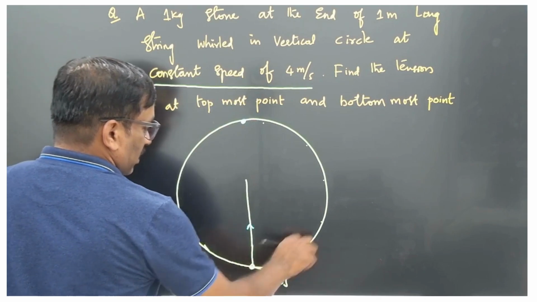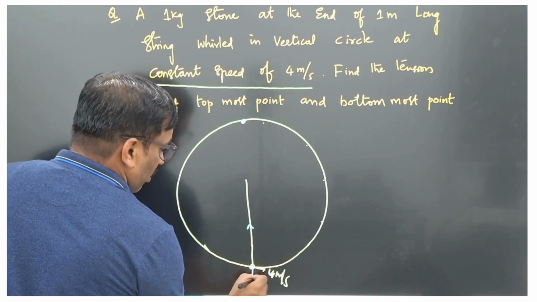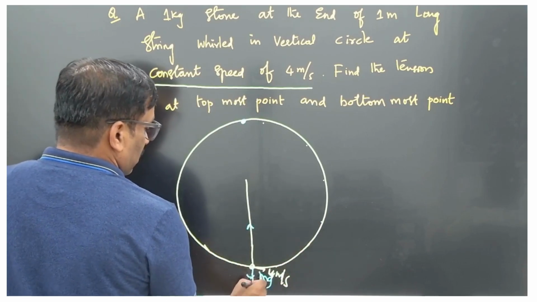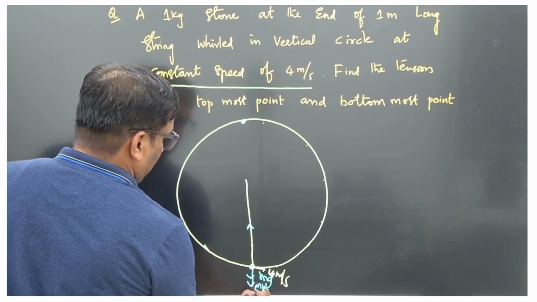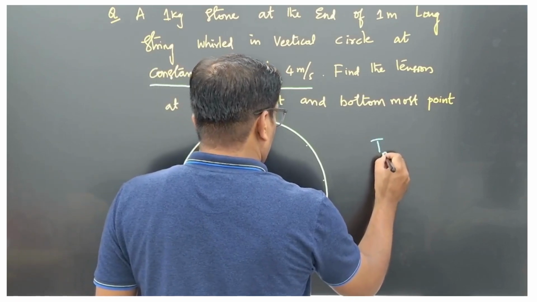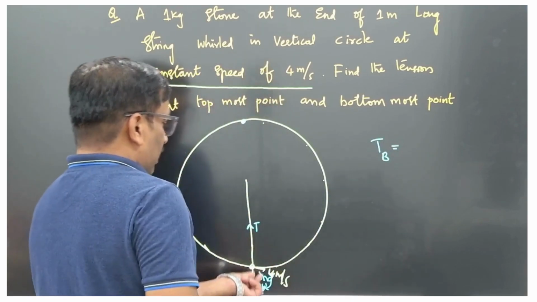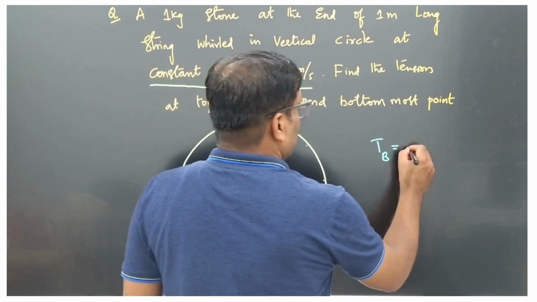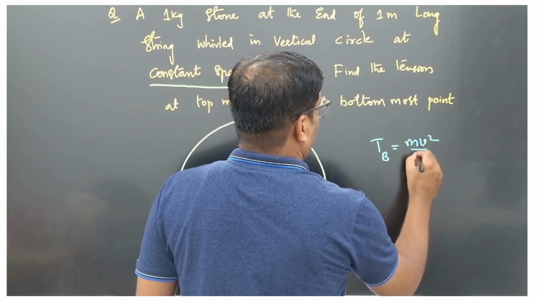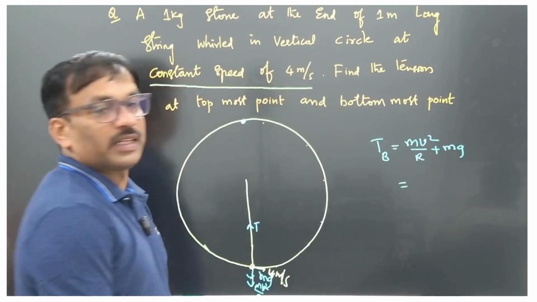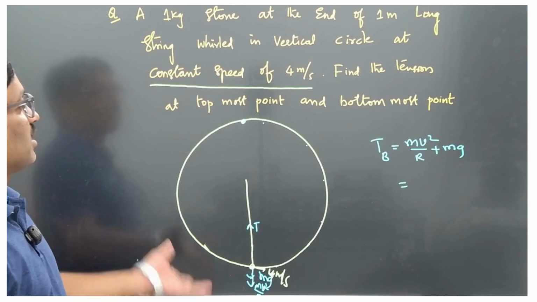So, here it is going in a circular path. So, downward force is mg and also circular path is there, so centrifugal force mv square by r. So, tension. At the bottommost point you can write mg is acting downward, mv square by r is also acting outward. So, therefore, mv square by r plus mg. This will be the tension at the bottommost point, which is maximum.